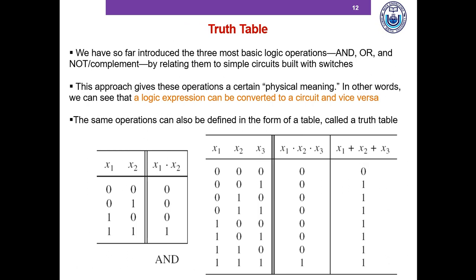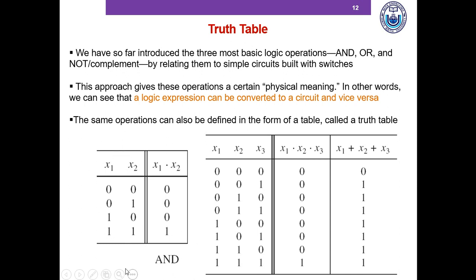We have so far introduced the three most basic logic operations, NOT, AND, and OR, by relating them to simple circuits built with switches. Now this approach gives these operations a certain physical meaning. In other words, we can see that a logic expression can be converted to a circuit and vice versa. That is, a logic circuit can be converted into a mathematical or Boolean expression. The same operations can also be defined in the form of a table called a truth table.